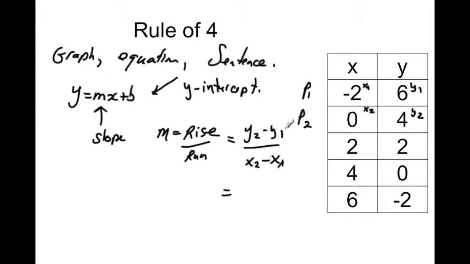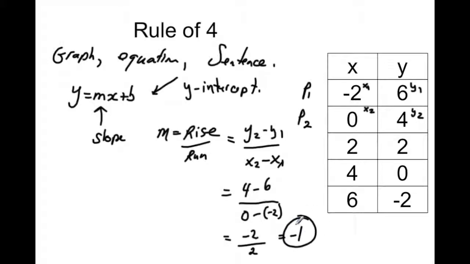So if I plug those in, y2 is 4, so I got 4 subtract y1, which is 6, over x2, which is 0, subtract x1, which is negative 2. So using that little formula, I have a way to calculate the slope of a line given any 2 points on the line. So that gives me negative 2 over 2, which gives me a negative 1 for my slope.